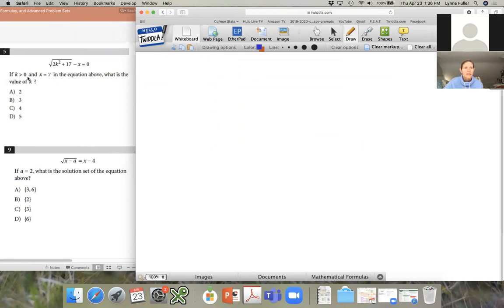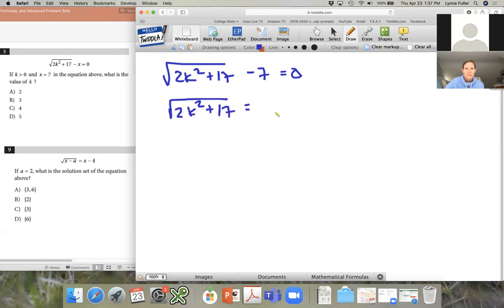Okay, so here, k is greater than 0. They're just saying that your answer for k is going to be positive. They don't want a negative answer because all the answer choices are positive. And also x is 7, so we can substitute that in. So the square root of 2k squared plus 17 minus 7 equals 0. I'm going to move that 7 to the other side. So I get the square root of 2k squared plus 17 equals 7.